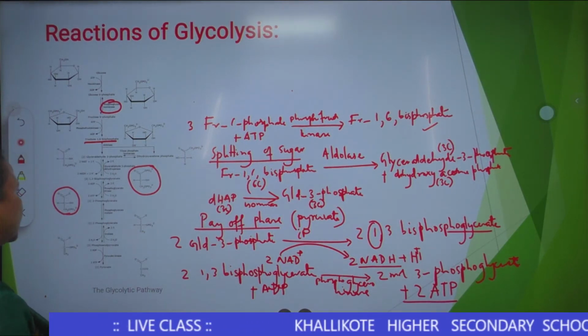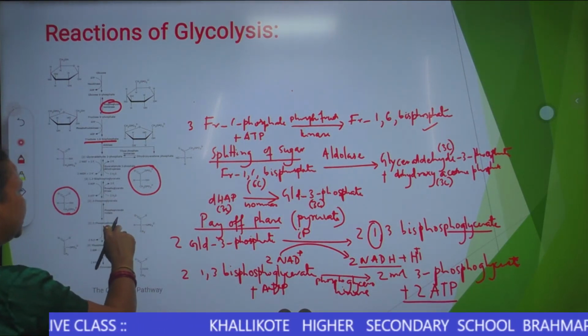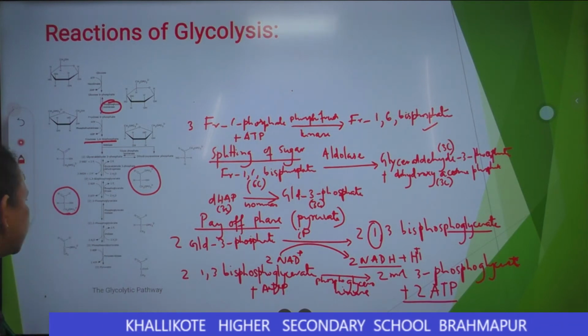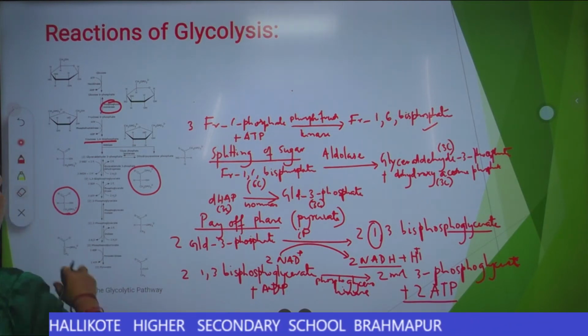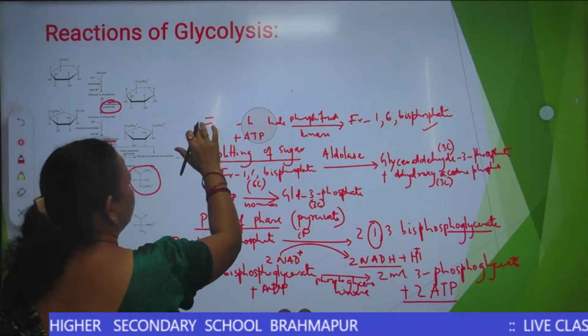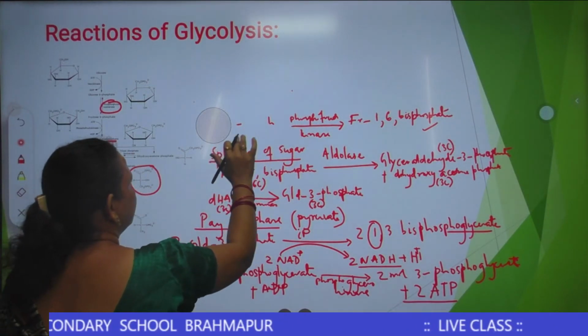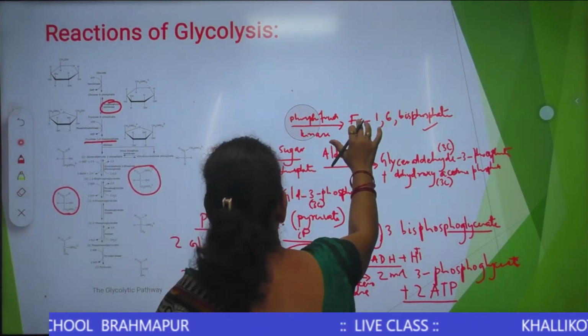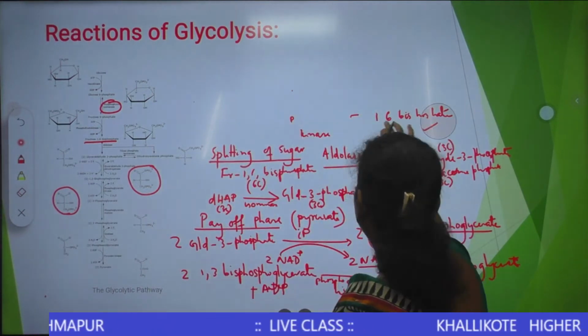Here also again, the 3-phosphoglycerate molecule will be next converted into 2-phosphoglycerate.